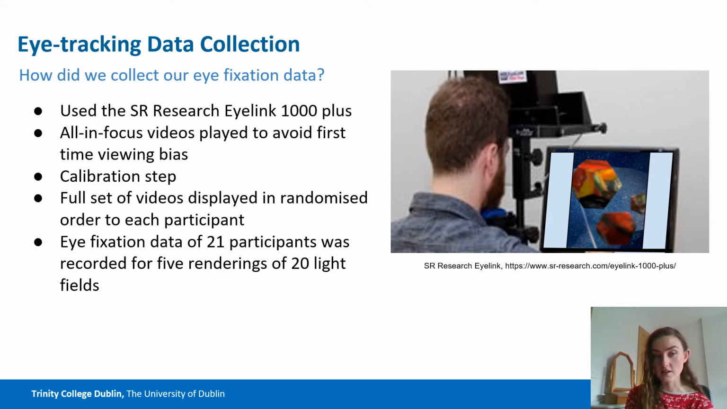So how did we collect our eye fixation data? We used the SR Research EyeLink 1000 Plus to collect user fixations. We first showed the users all in focus videos to avoid first time viewing bias. We then had a calibration step. We showed the participants the full set of videos displayed in randomized order, and we collected the eye fixation data of 21 participants for the 5 renderings of 20 light fields.